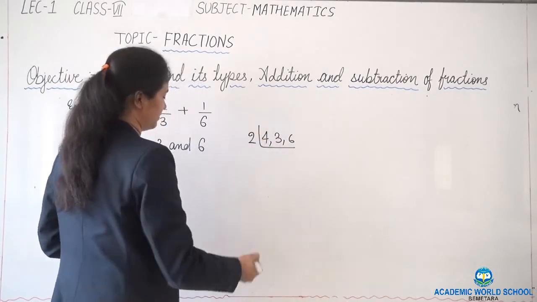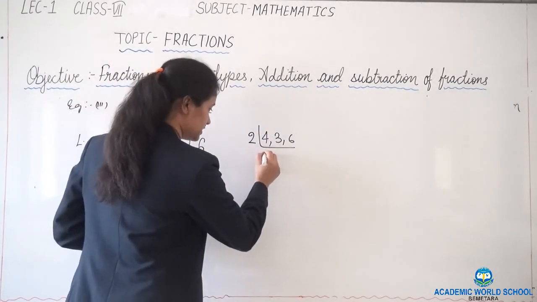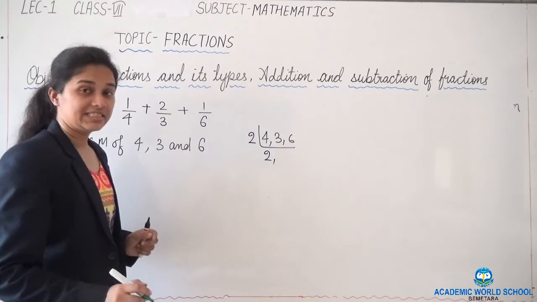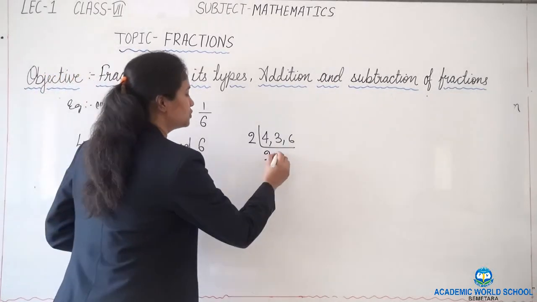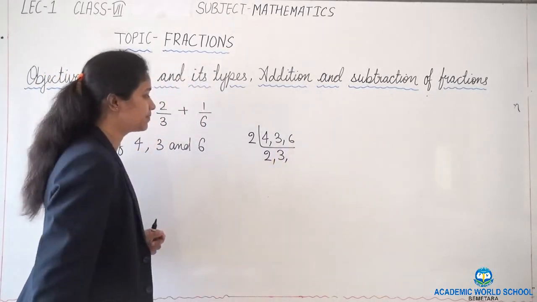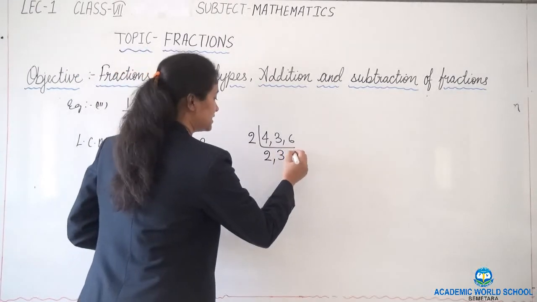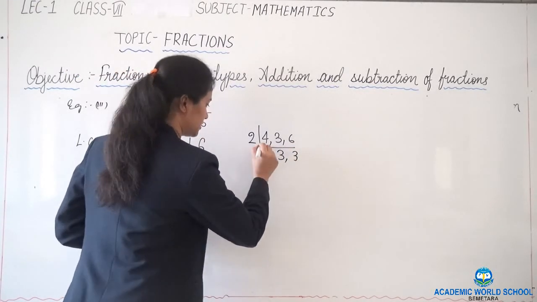So 2 I have taken. Is 4 divisible by 2? Yes. 3 is not divisible by 2, so I write it as it is. Now, is 6 divisible by 2? Yes.